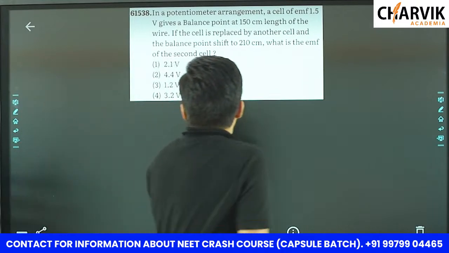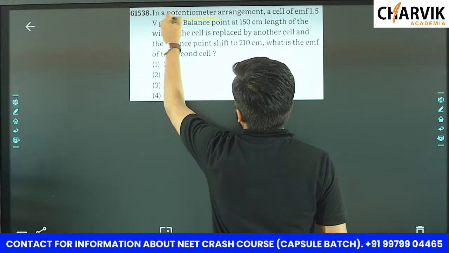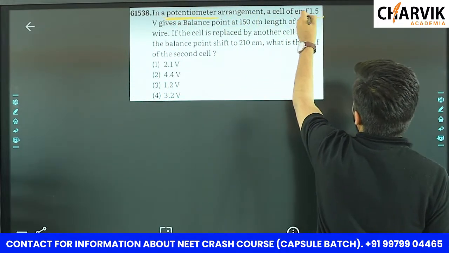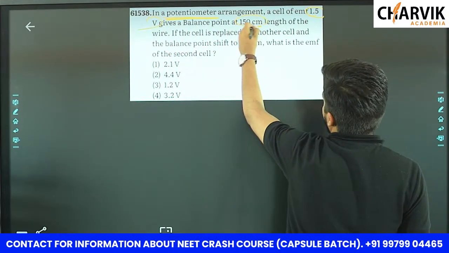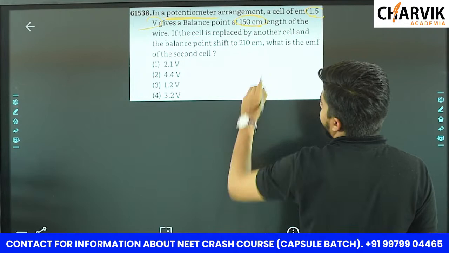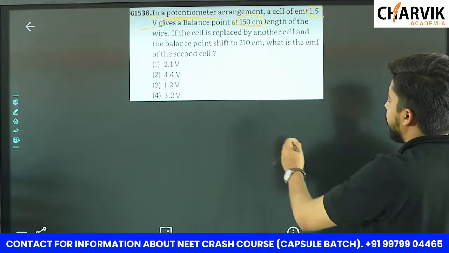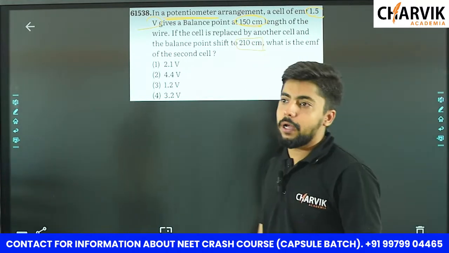Okay, let us move to the next question. It is a question from the potentiometer chapter, standard 12. A cell of EMF 1.5 volt gives a balance point at 150 centimeter length of the wire. If the cell is replaced by another cell and the balance point is shifted to 210 centimeter, what is the EMF of the second cell?